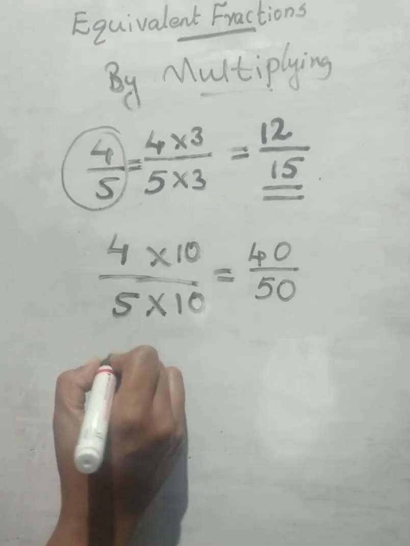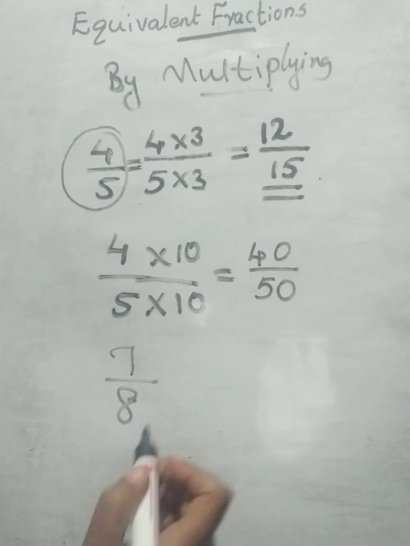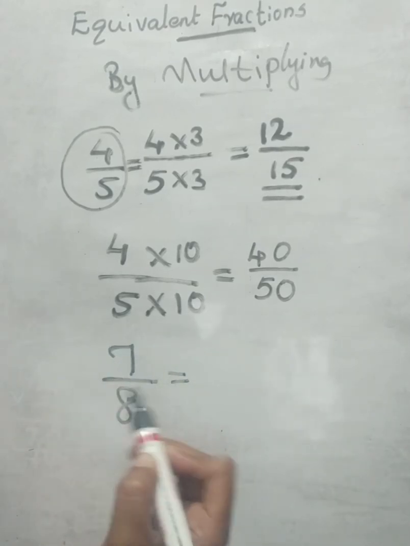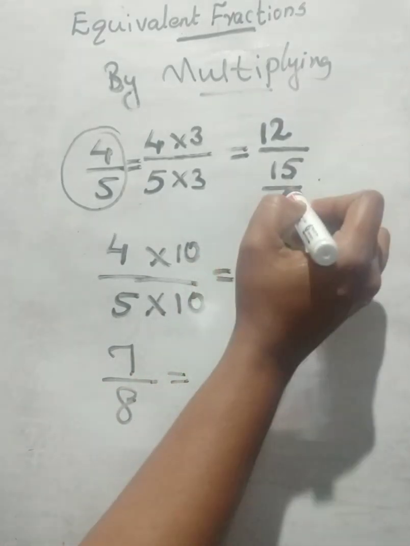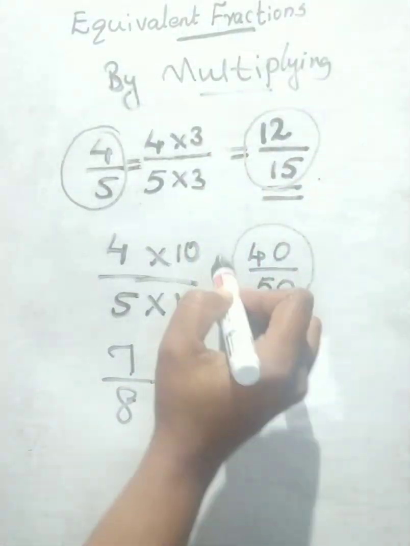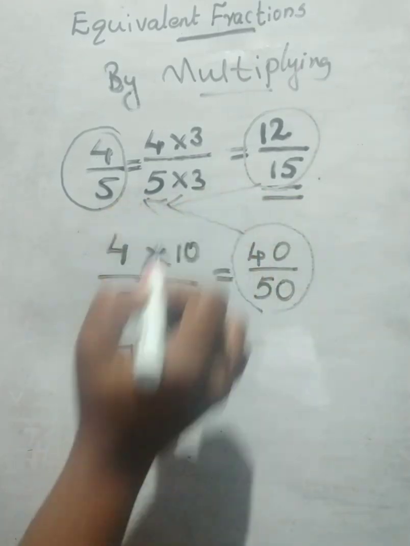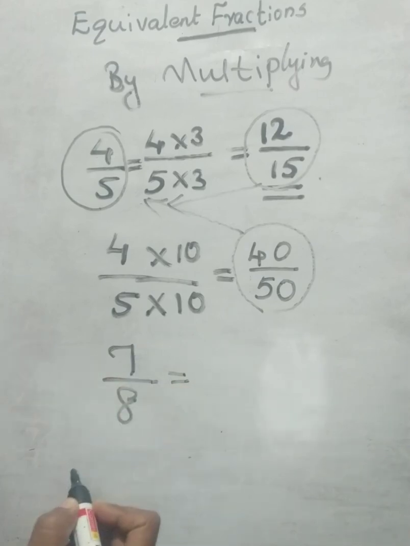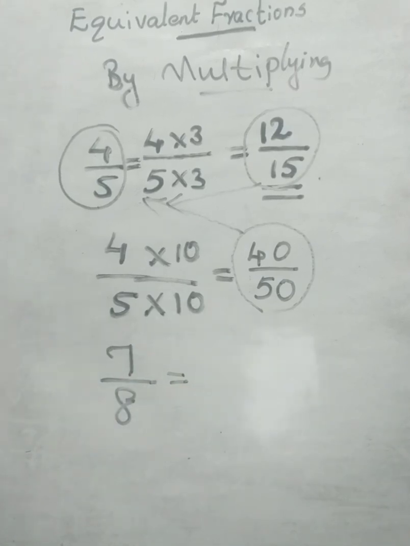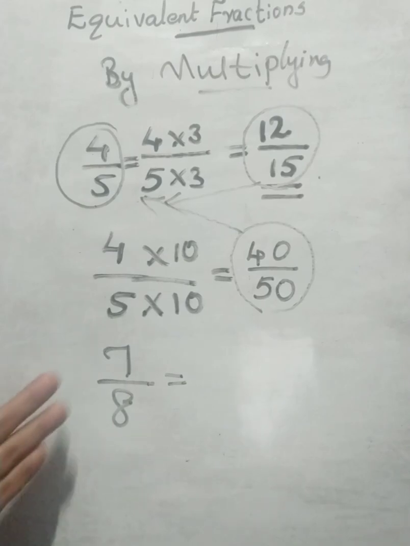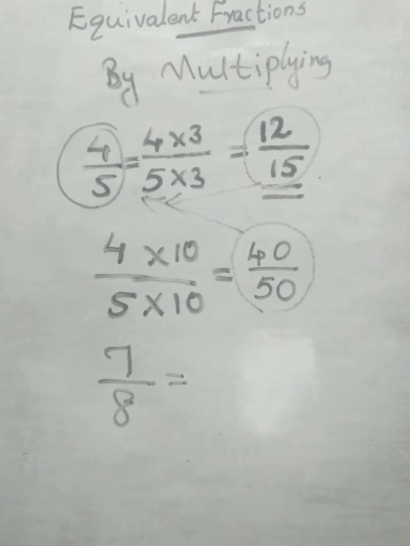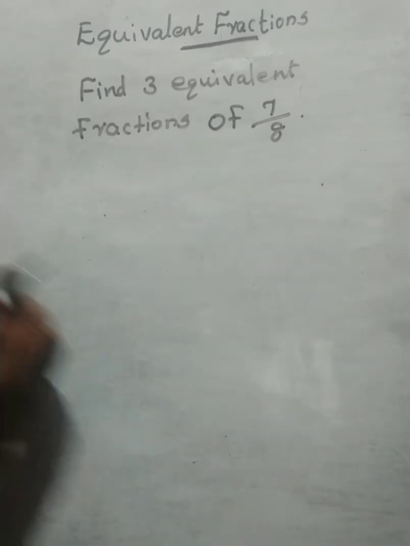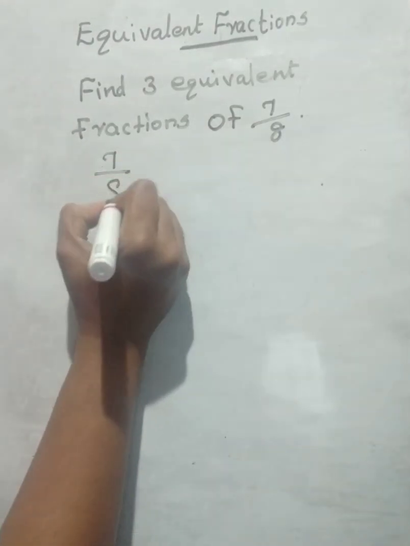One more example. 7 upon 8. We have to find 3 equivalent fractions. Here we found 2 equivalent fractions of 4 upon 5. Here we can find 3 equivalent fractions of 7 upon 8. This is our question: find 3 equivalent fractions of 7 upon 8.